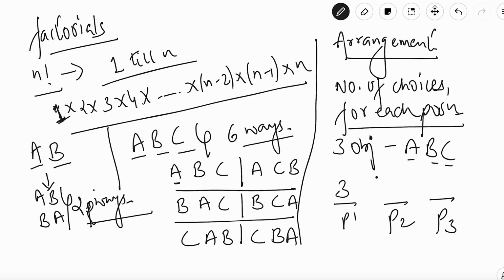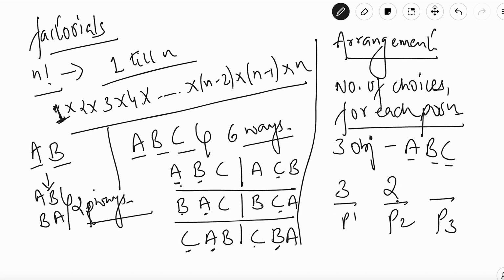Now once we take any one of these objects in position 1 and we fix it, for position 2 we have only two choices left. For example, when we fixed A here, for position 2 we can have either B or C. Similarly, when we fixed B in the first place, for second place we could have either A or C. When we fixed C in the first place, in the second place we could have either A or B.